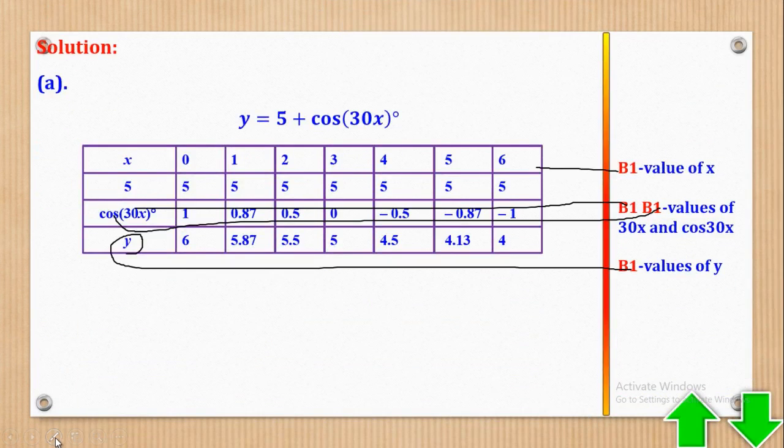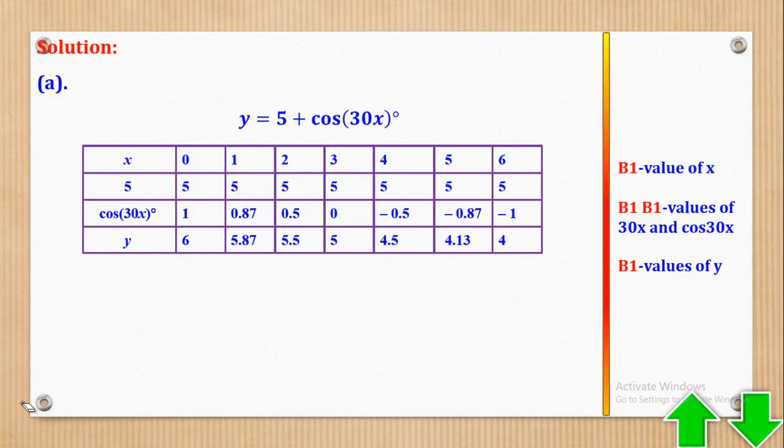For example, we shall be plotting 0 corresponding to 6, 1 corresponding to 5.87, 2 corresponding to 5.5, 3 corresponding to 5, 4 corresponding to 4.5, 5 corresponding to 4.13, and 6 corresponding to 4. So let's plot all those values.